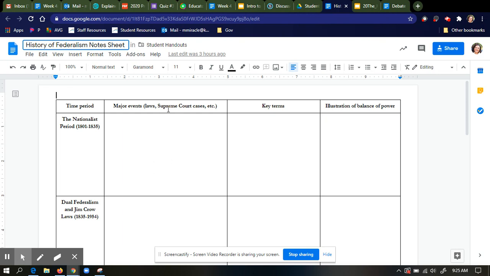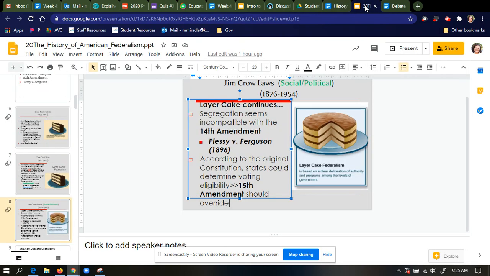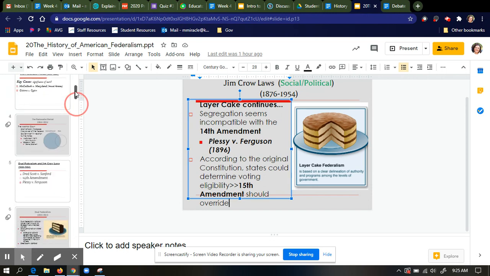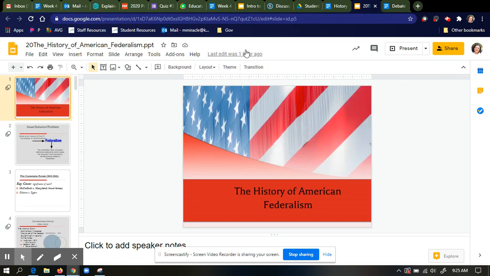So I would highlight, again, any law or Supreme Court case or kind of the big events, because those are going to be important. There's going to be a few new terms that I'll be bringing up. And then we did a thing in class where we tried to draw our own illustration of the balance of power. That is completely up to you. It's just one way to process the information, but you will see a few illustrations in the PowerPoint that might be helpful to you as well. Okay, so this is up on the week 4 document as well if you need to come back to anything.